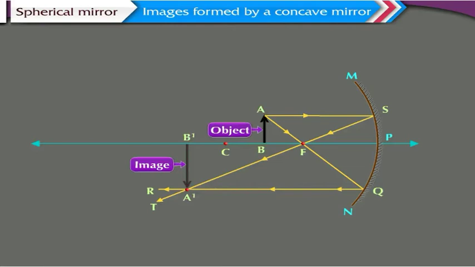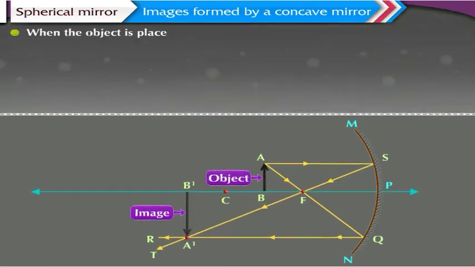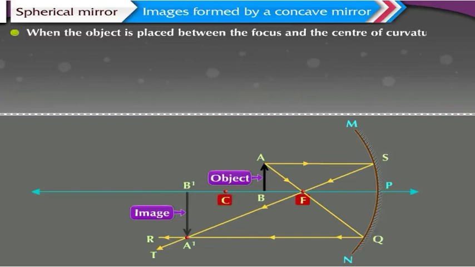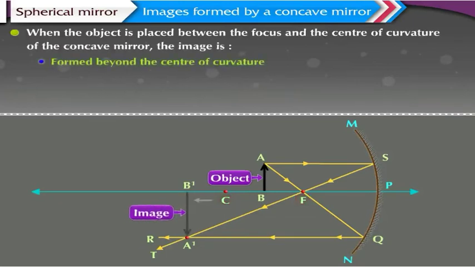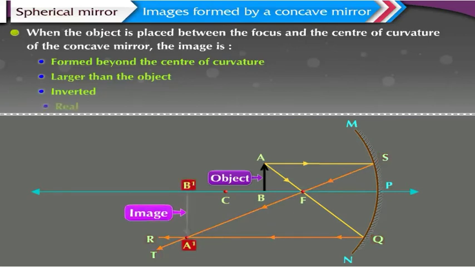From this, we see that when the object is placed between the focus and the center of curvature of the concave mirror, the image is formed beyond the center of curvature. This image is larger than the object and it is inverted. As the reflected rays actually cross each other, the image formed is a real image and can be obtained on a screen.